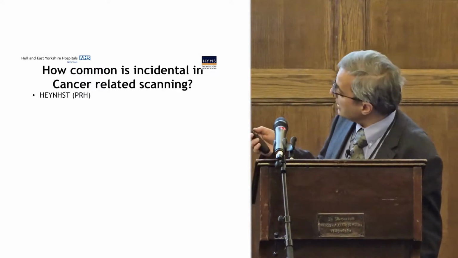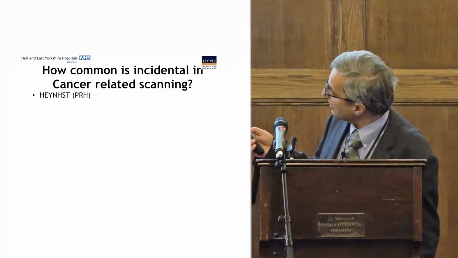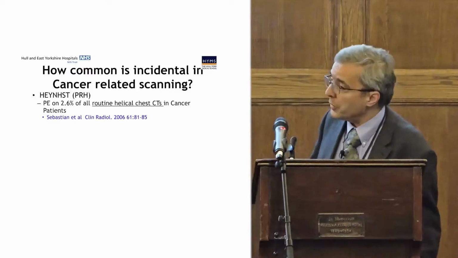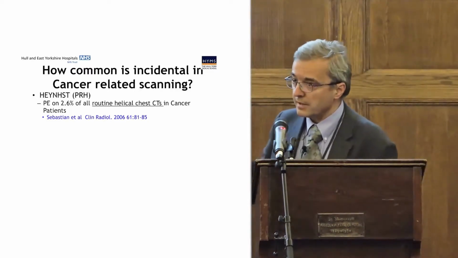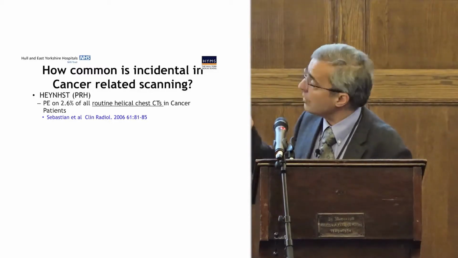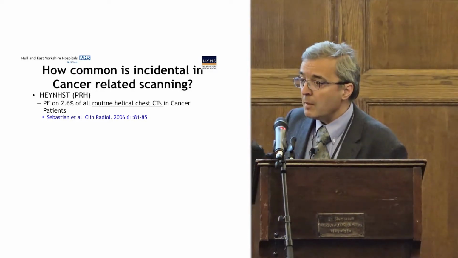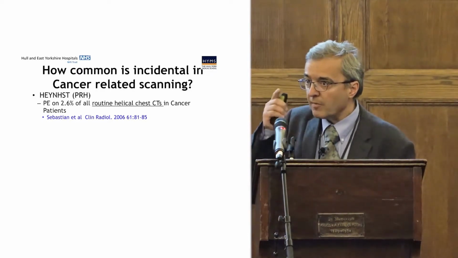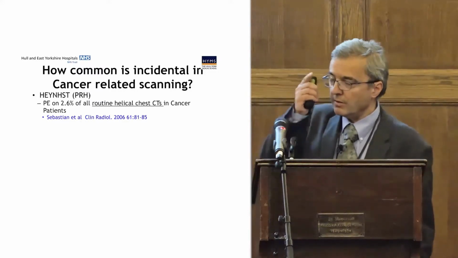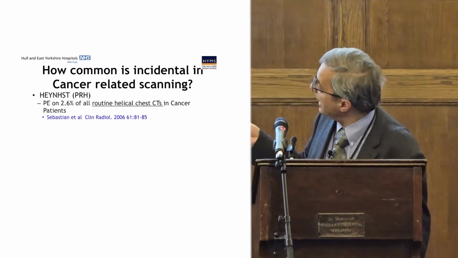This was one of the first series that came literally out of our trust, which showed that about 2.6% of all helical scans, that's what we called them then, high-res scans or 64 collimator scans, will have an incidental pulmonary embolism on them. But that was sequential scans. Some of those patients were getting second and third and fourth scans. So it doesn't give you the incidence per patient.